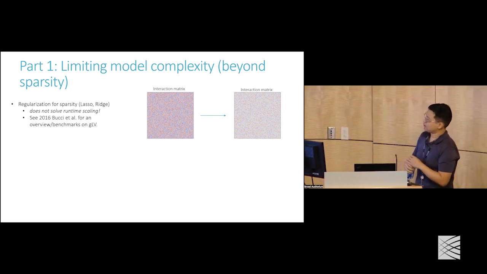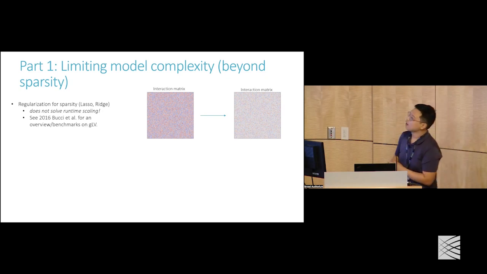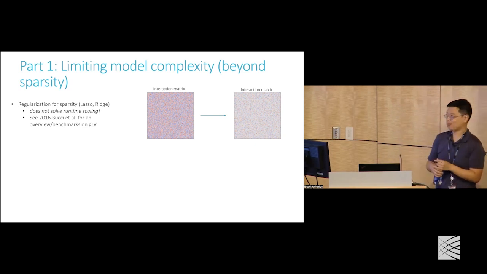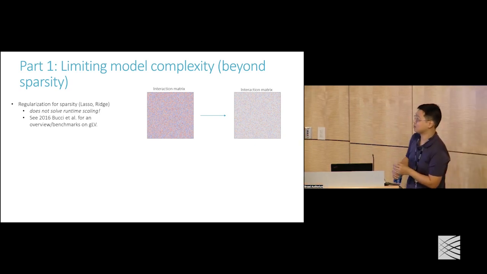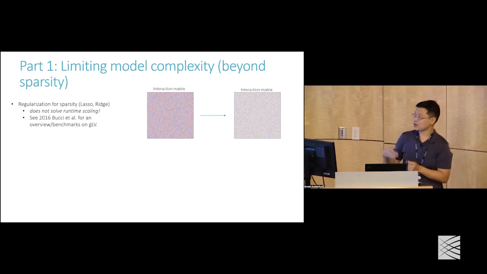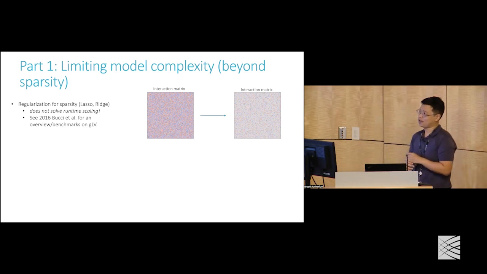The first thing you would try is regularization, lasso or ridge. The problem with this is that it doesn't address the runtime scaling issues. It's still essentially a matrix inversion problem, no matter what optimization scheme you use. You can also ask which one is better. There's a paper that suggests that for GLV systems, lasso is generally better than ridge, but it's up in the air why.